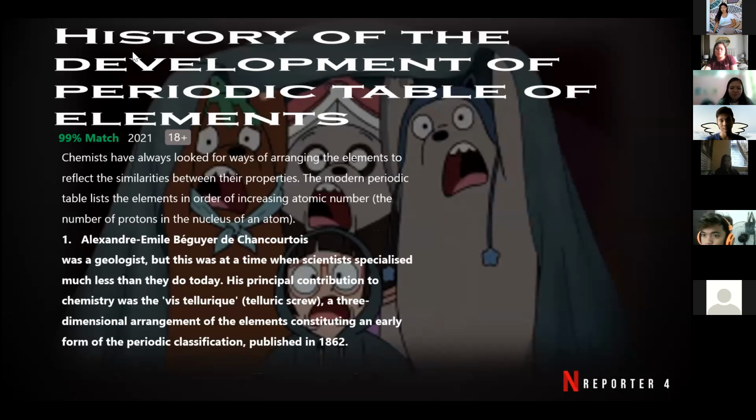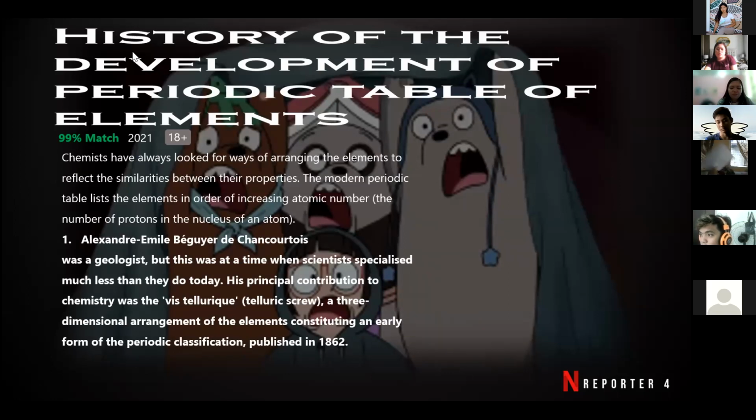So chemists have always looked for ways of arranging the elements to reflect the similarities between their properties. The modern periodic table lists the elements in order of increasing atomic number, or the number of protons in the nucleus of an atom. A number of other chemists before Mendeleev were investigating patterns in the properties of the elements that were known at the time.